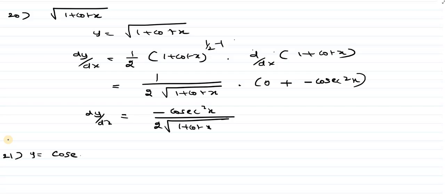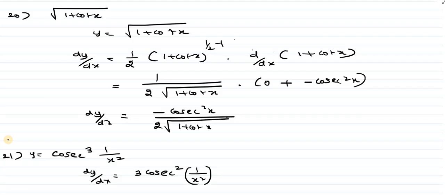The function is cosecant cube of 1 by x square. Same method, first power. So 3 cosecant square 1 by x square. As it is the angle, you have to write it. Then d by dx of cosecant 1 by x square.